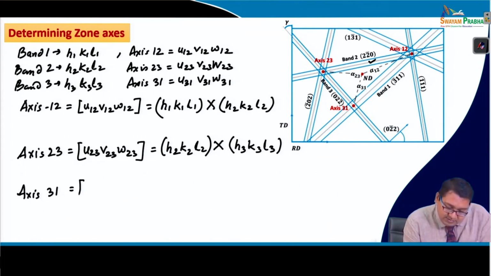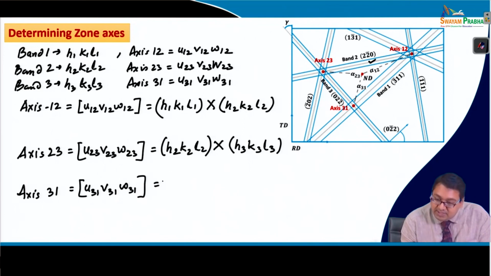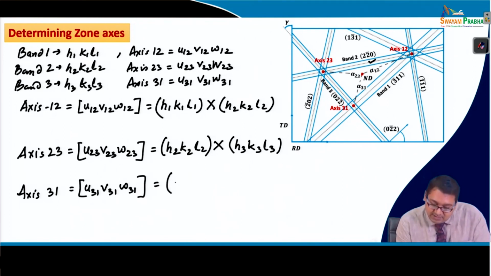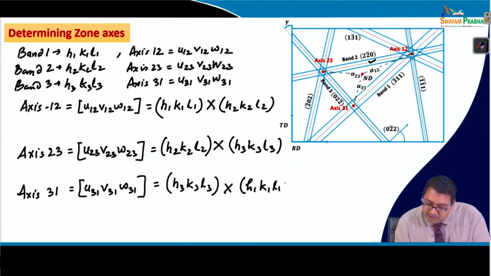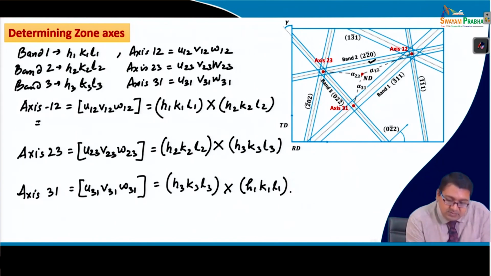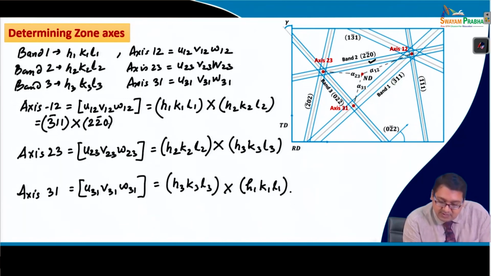Then axis 3 1 equal to U31 V31 W31. Again, right hand thumb rule, and that is band 3 H3 K3 L3 has to be cross product with H1 K1 L1, that is band 1. Now, we know that H1 K1 L1 is basically 3 bar 1 1, and cross product with H2 K2 L2, which is 2 2 bar 0.